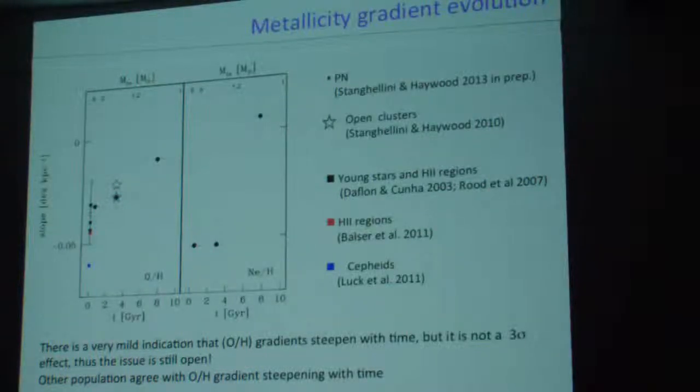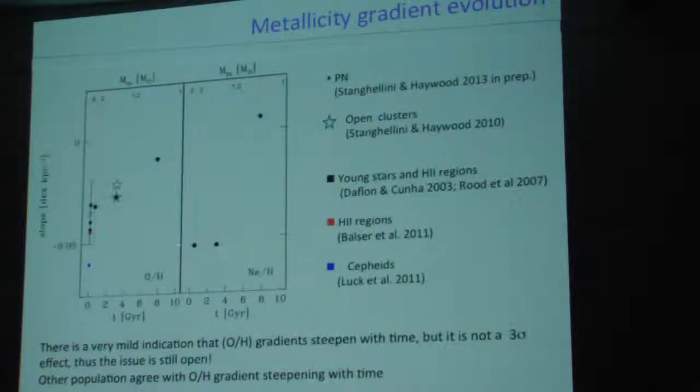But they're still around here, and as for young populations, we have several probes. We have, of course, the B stars, the A stars, H2 regions, and Cepheids. And they're all steeper, overall steeper than for planetary nebulae in general. So those are really handy probes. As you see, you can constrain the relative gradient as well.